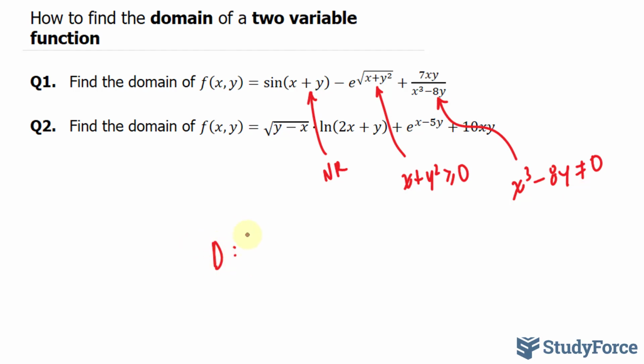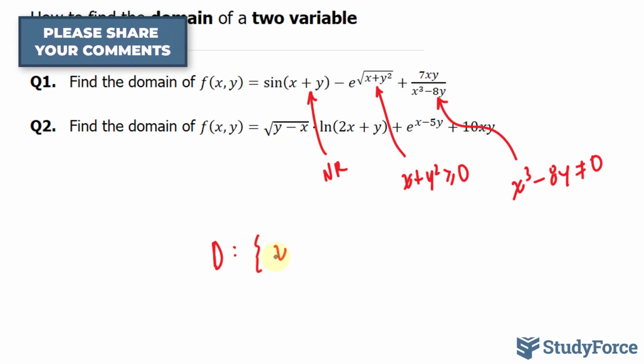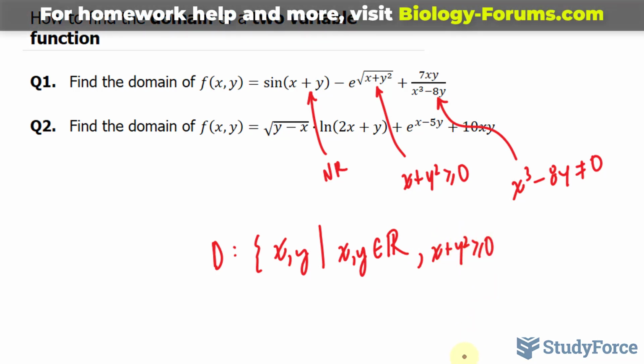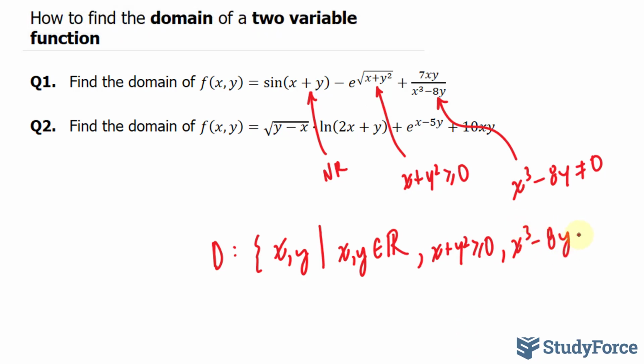Now I want to write down my domain in set builder notation, which looks like this. The domain includes the set of all x and y, and we write that as x, y, such that x and y are members of only real numbers, and then our restrictions. x plus y to the power of 2 must be greater or equal to 0, and x to the power of 3 minus 8y cannot equal 0. Now you can also solve for y in both of these terms, although it's not necessary here.